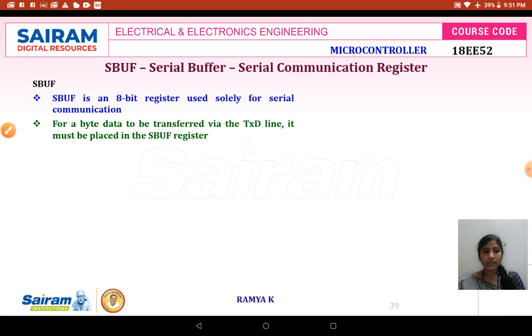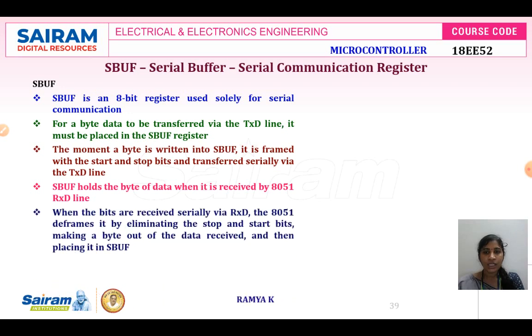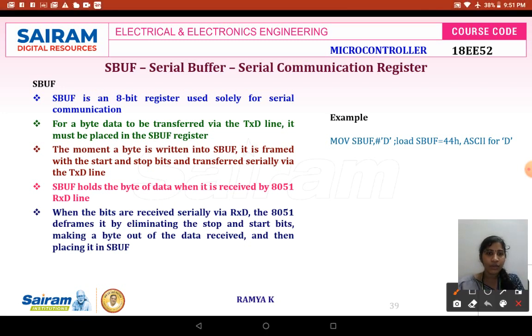Next one is the MOV instruction. This is explained over here, and you could see here, when the bits of data are received by the receiver, the 8051 will deframe it by eliminating the stop bit and start bit, making a byte out of the data received and then placing it in the SBUF register. You can see one example: MOV SBUF, #'D'. So it is the example given over here.